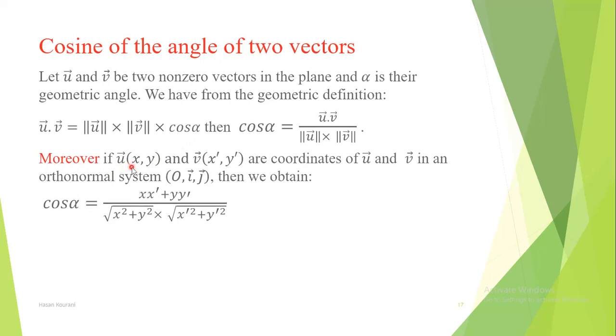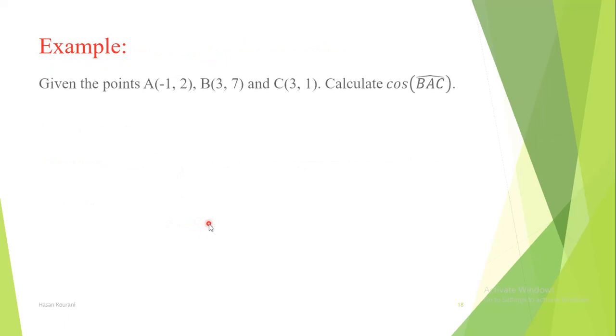a further idea. If you have u and v with their coordinates in an orthonormal system (O, i, j), then we obtain another form for this formula, which is cosine alpha. It will be equal to xx' plus yy', which is u dot v, over, as you know, we have the coordinates of u, so the magnitude of u will be the square root of x squared plus y squared, multiplied by the magnitude of v, which is the square root of x' squared plus y' squared.